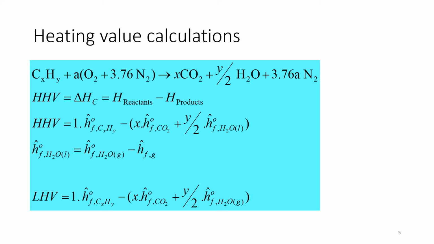Enthalpy of formation of liquid water is equal to enthalpy of formation of water vapor minus the enthalpy of vaporization. Lower heating value is simply represented by enthalpy of formation of CxHy minus x times enthalpy of formation of carbon dioxide plus y by 2 times enthalpy of formation of water vapor. You can read these enthalpy values from thermodynamic tables.